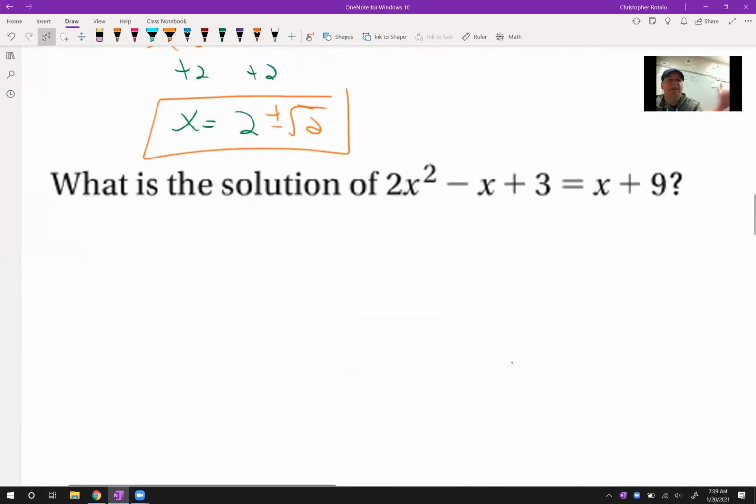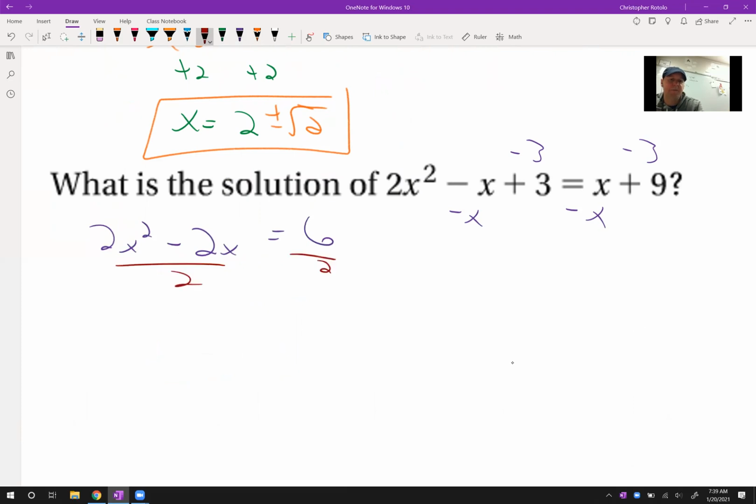All right, let's move some things around here. Now, keep in mind, I want to subtract x, and I want to subtract 3, because I want x squared minus 2x equals 6. All right, this isn't going to work, right? Because a is 2, so it's divided all by 2.